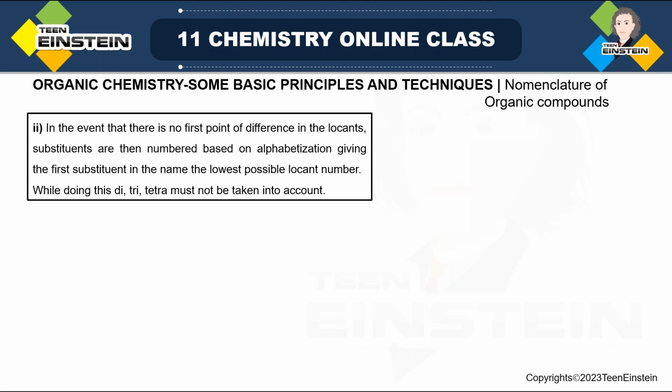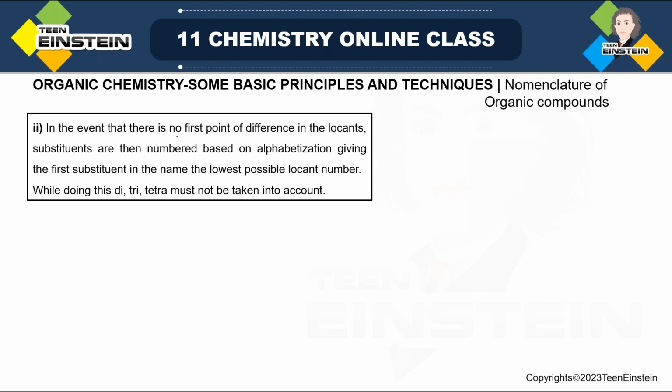Now sometimes it may happen that there is no first point of difference. What I am trying to say is, suppose you have numbered it just like the previous method we followed: first from the left hand side, then from the right hand side. Suppose you have done the same thing, and in both cases you are getting the same positions, suppose 2, 2, 4 in both cases. Then what will you do?